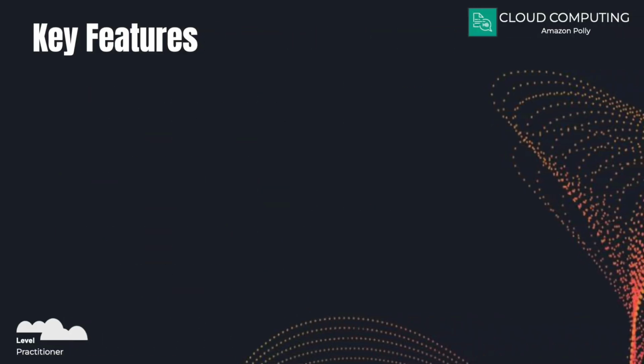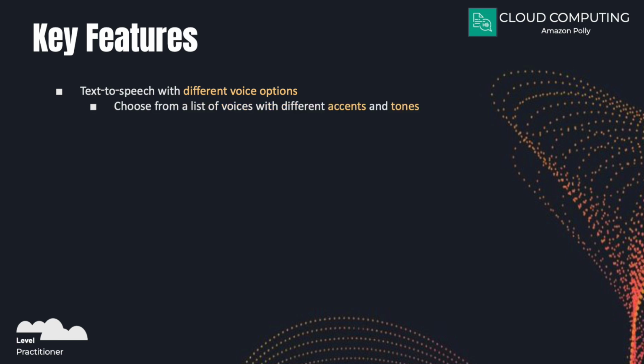Just like other AWS services, Polly is also a fully managed service with many voices and languages ready to use. Now let's talk about some of the key features of Amazon Polly. First, text-to-speech with different voice options. You aren't limited to a single generic voice. Polly gives you a list of voices to choose from, each with its own accent and tone. For example, you can select a friendly English voice, a more formal one, or pick a different language entirely. This is very useful when you want your application to speak in a way that matches your audience.